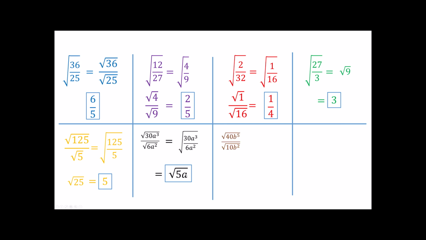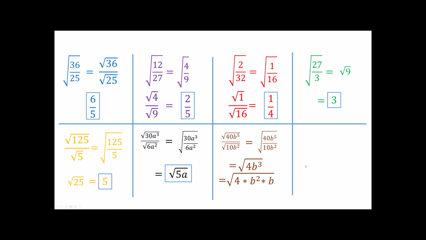How about this? I look at this, I can see 40 and 10 are going to simplify, the b's are going to simplify, so I'm going to put this together as a single fraction. 40 over 10 is 4. B to the 5th over B to the 2nd is B to the 3rd. So this becomes the square root of 4B to the 3rd. Notice though, the 4 is a perfect square and B to the 3rd has a perfect square inside of it. We're going to have to simplify this some more.